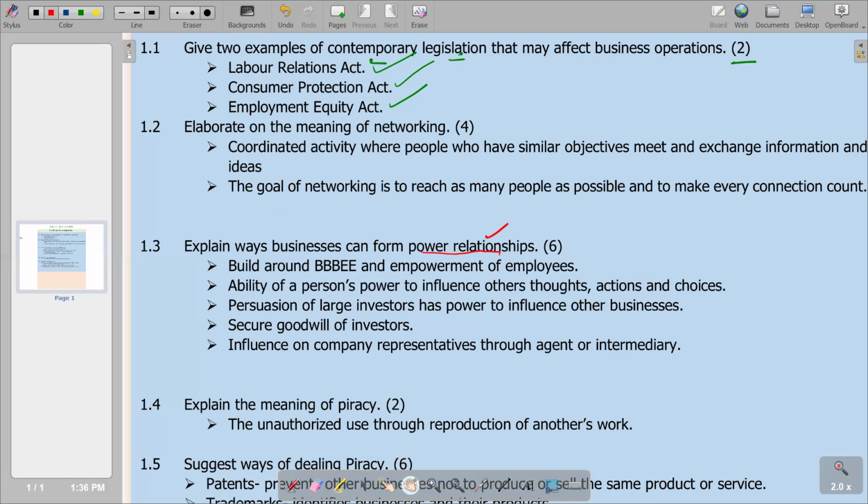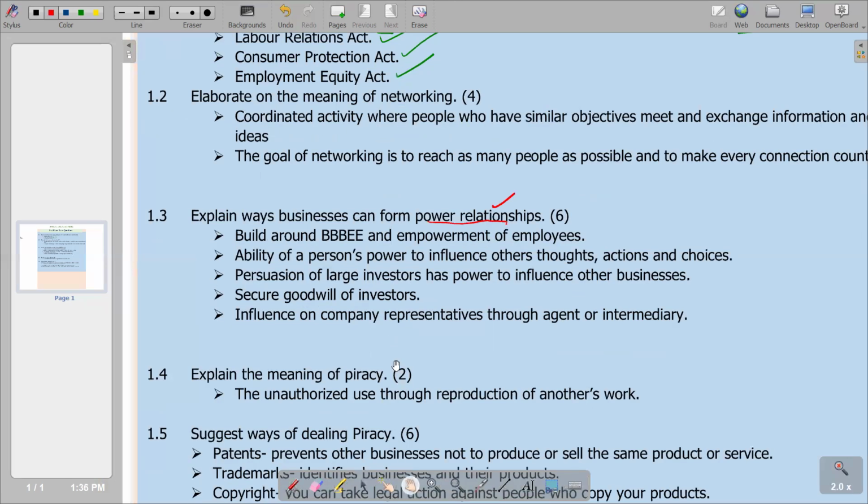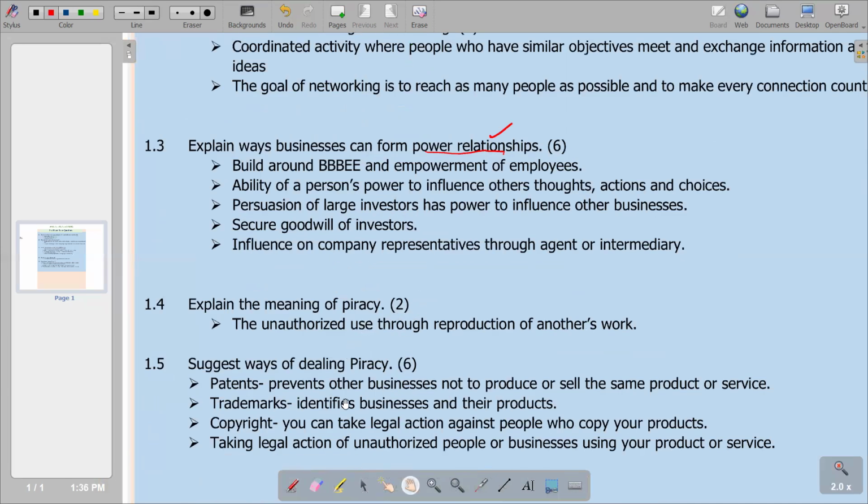Then 1.4 is asking you to explain the meaning of piracy, 2 marks. So the question here, you know that piracy, we are talking about reproducing. In a way, we are saying it's illegal reproducing of another party's work. That's what we call piracy. So basically, we are saying the unauthorized use of others' work through reproduction of another's work.